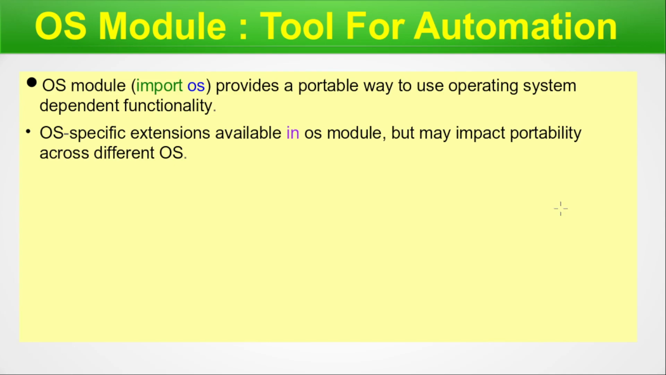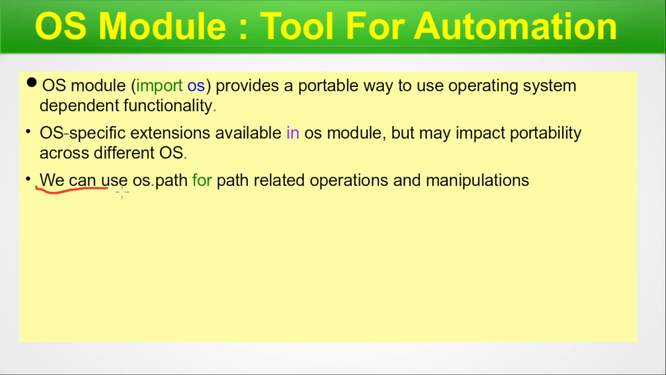This thing you have to remember, because all the previous code we have discussed in this series is almost portable across different OS. But this OS module and its components will be particular to a specific operating system. And here in VLSI, the background OS is either Linux or Unix, so we will code according to that in today's episode. We can use os.path for path related operations and manipulations.